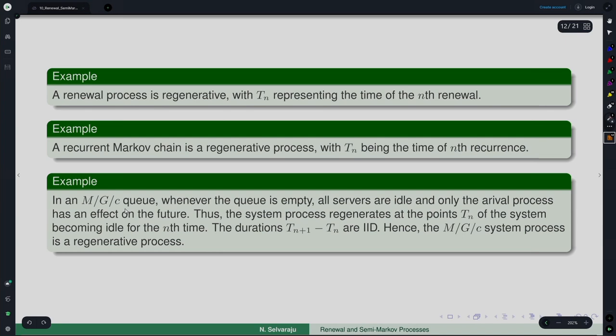And in an M/G/c queue, for example, whenever the queue is empty and all servers are idle, only then does the arrival process have an effect on the future. So, if you look carefully, the system process regenerates at those time points at which the system becomes empty. Those time points could be the nth time it becomes empty. So, that is what the Tn's will be here. The durations between the successive empty-system times are IID, and hence this M/G/c system process is a regenerative process, right.